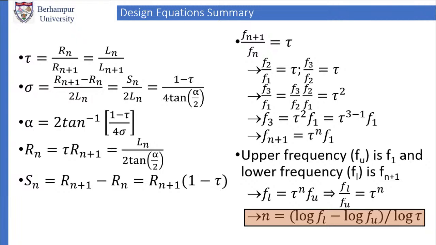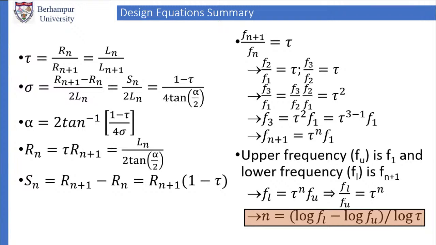So f2 by f1 is equal to tau. F3 by f2 is equal to tau. From that we can say f3 by f1 is equal to f3 by f2 into f2 by f1, that is equal to tau square, or f3 is equal to tau square into f1, or you can say f3 is equal to tau to the power (3 minus 1) into f1. In this way, by induction, you can say Fn plus 1 is equal to tau to the power n into F1.